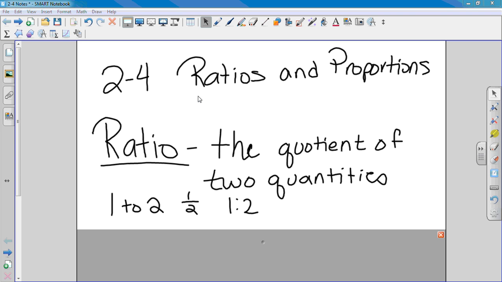Chapter 2, Section 4, Ratios and Proportions. Ratio, the quotient of two quantities. Examples of how to write a ratio: 1 with a 2 in the middle, 1 over 2 like a fraction, or 1:2. You'll see me use the 1 over 2 fraction 99% of the time. Okay?